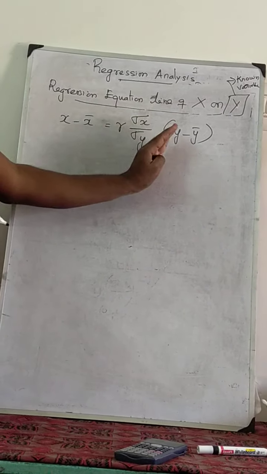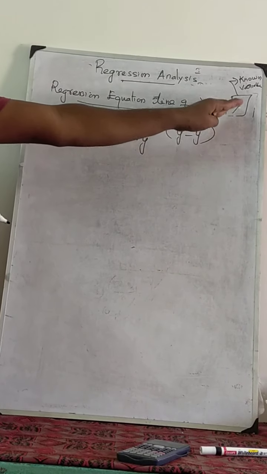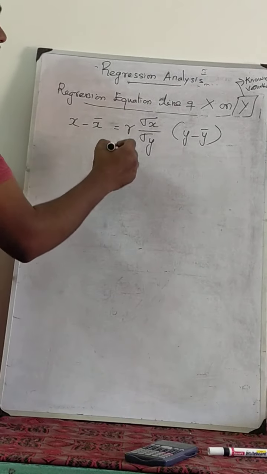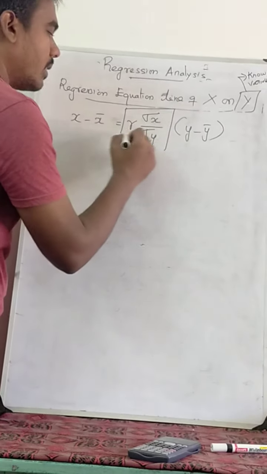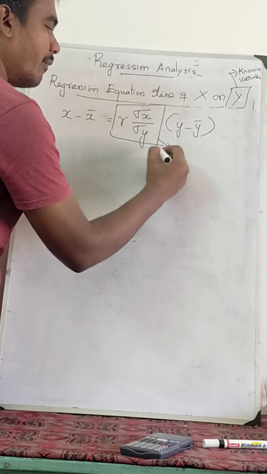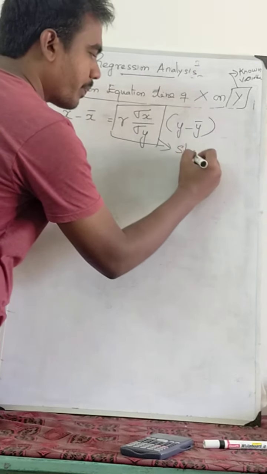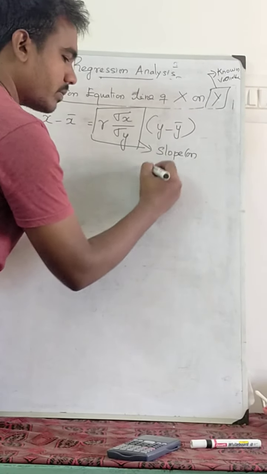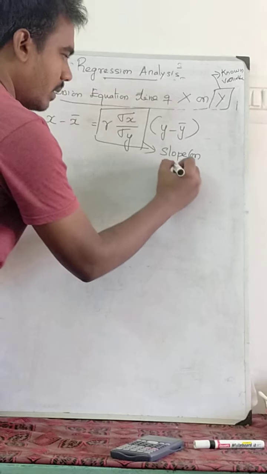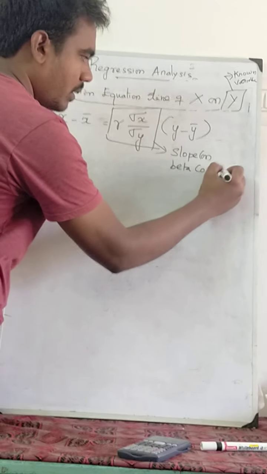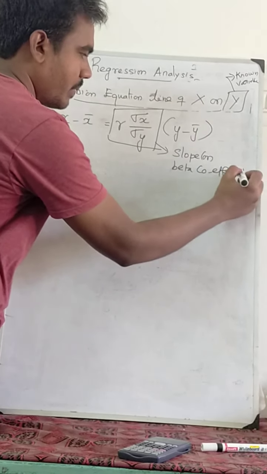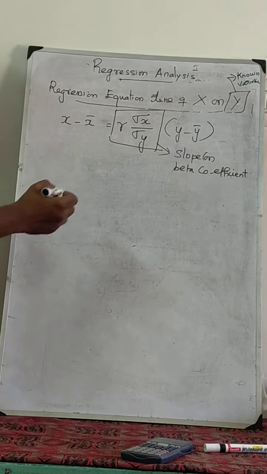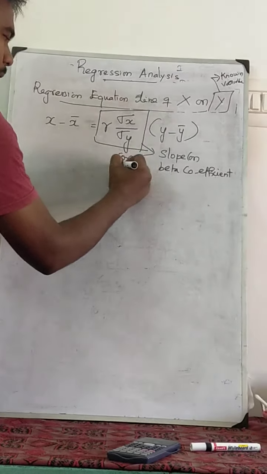Okay, this is the equation for x on y. Sometimes this is called the beta coefficient, slope, or beta coefficient. Okay, you can use this also. It is based on the problem.